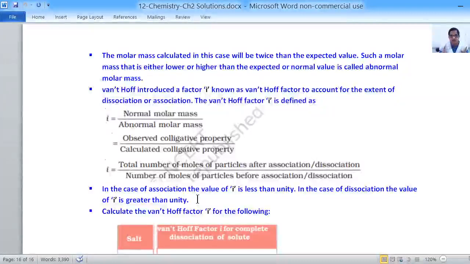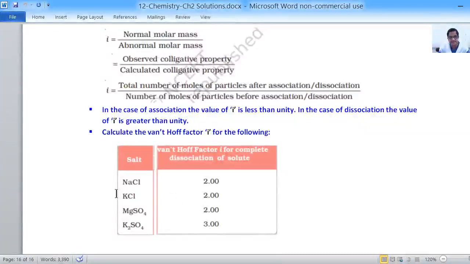Now calculate the Van Hoff factor i for the following compounds. We are seeing ionic compounds only. First NaCl. You know NaCl will split into Na+ and Cl-. So one Na+ and one Cl-. How many ions has it dissociated into? 2 ions. So the Van Hoff factor i for the complete dissociation of the solute is 2. NaCl splits into Na+ and Cl-, so we get 2 ions, Na+ ion and Cl- ion. So the value of i is equal to 2.